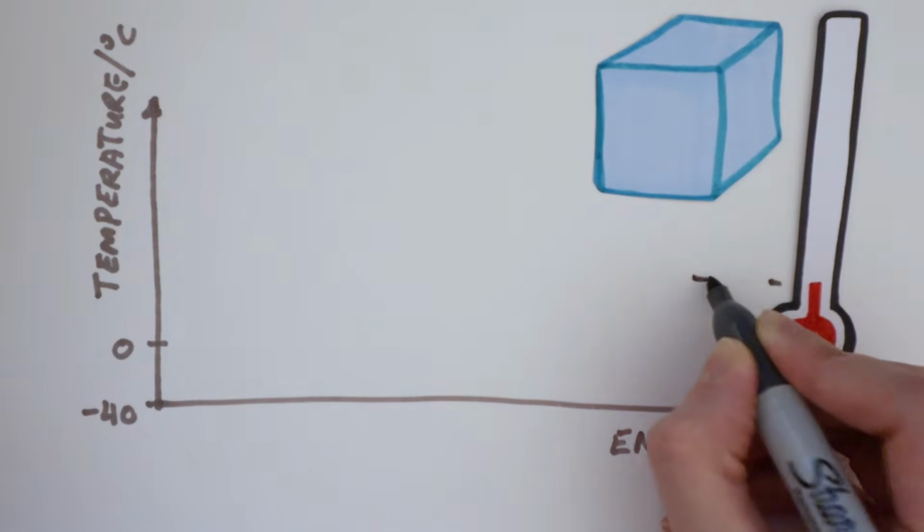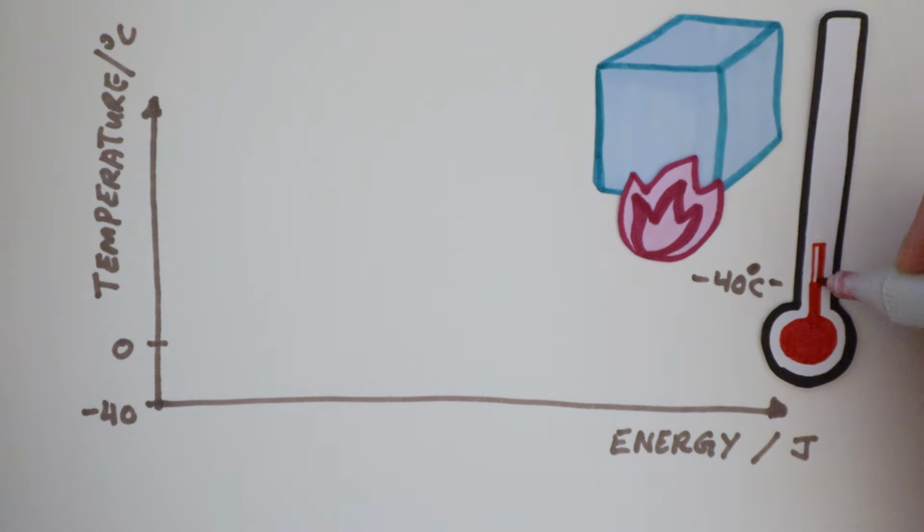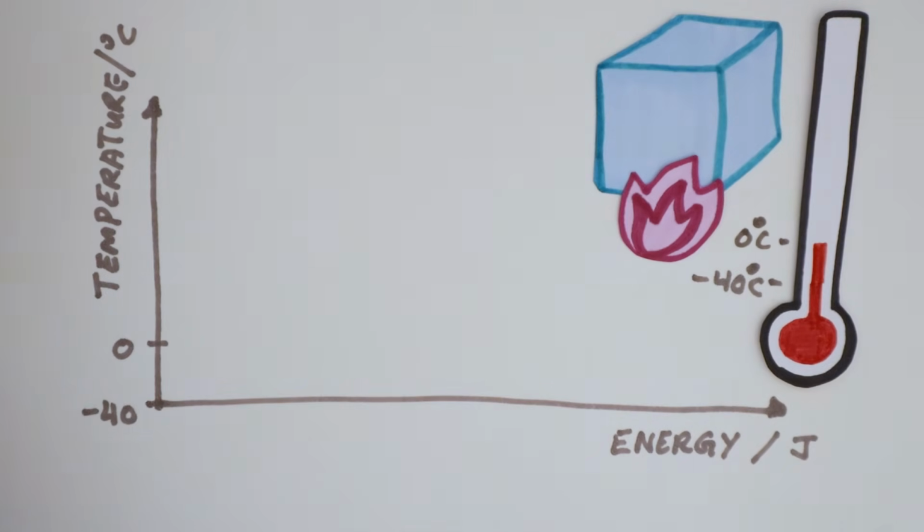When I take an ice cube out of the freezer, my ice cube will also be at minus 40 degrees Celsius. If I begin transferring energy to my ice cube using a Bunsen burner, its temperature will increase, but only until it reaches its melting point, which is 0 degrees Celsius.